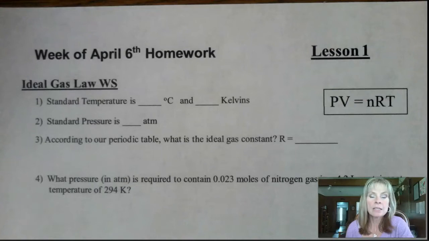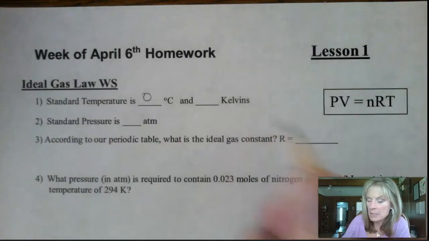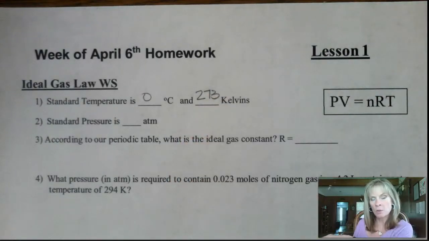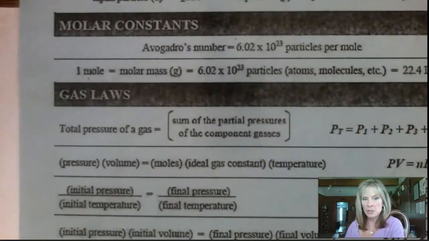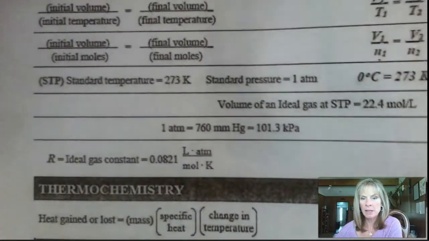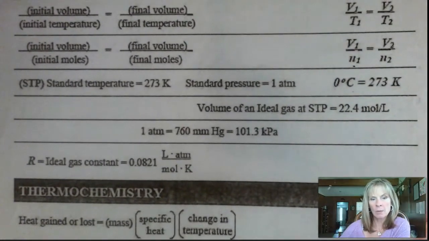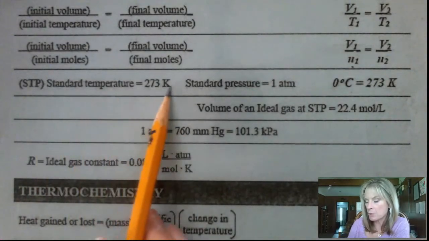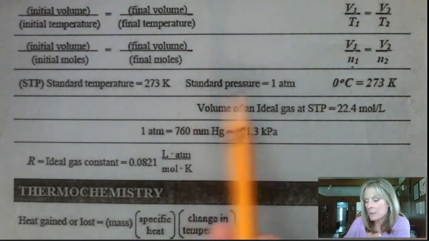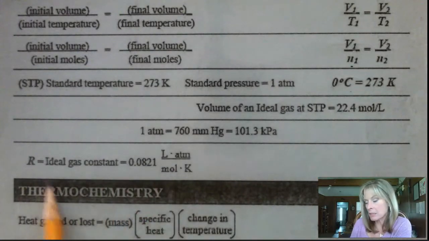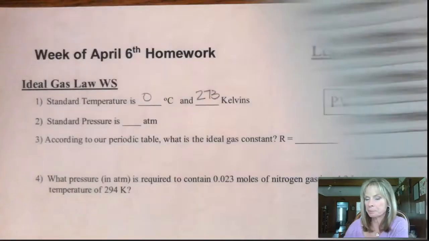Number 1. Standard temperature is 0 degrees Celsius and 273 Kelvin. I want to show you on the periodic table that we give you, there's a whole section on gas laws, and all the way at the bottom, it's got some of the constants there for you. So right there, standard temperature, 273 Kelvin, which is 0 degrees C. There's standard pressure, 1 atmosphere. In a minute, we're going to answer a question about the ideal gas law constant, and it's always right there for you, so you don't have to go hunting for it.